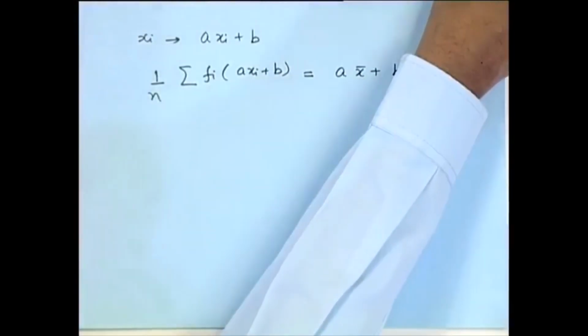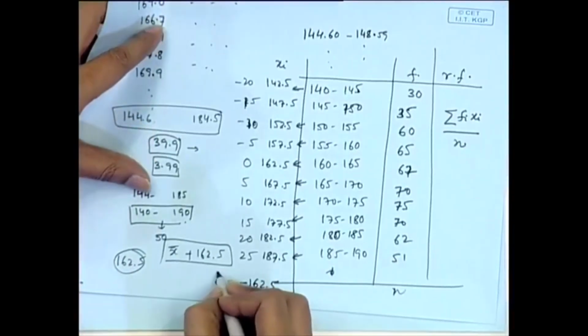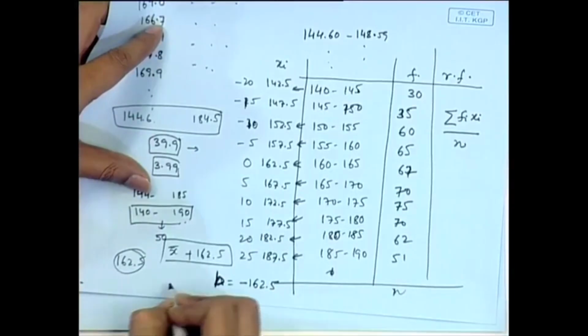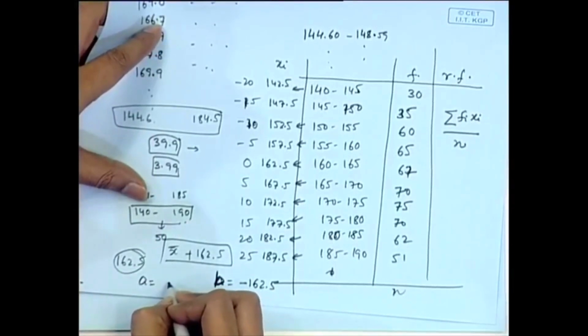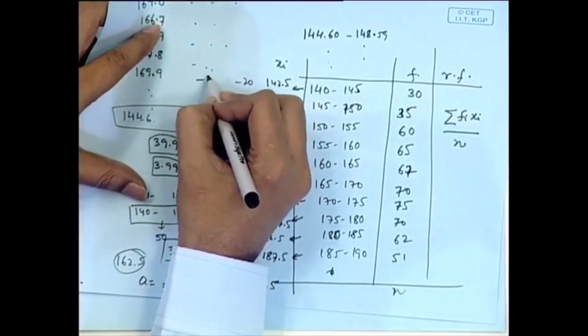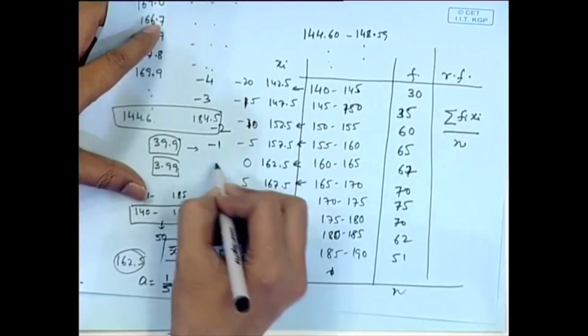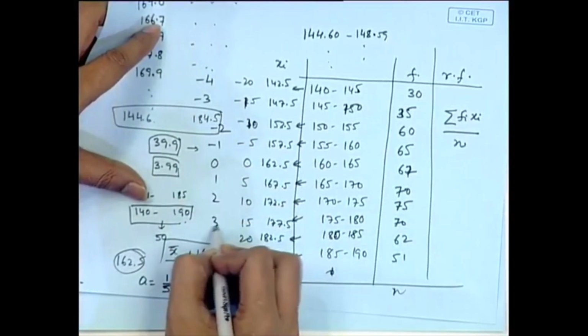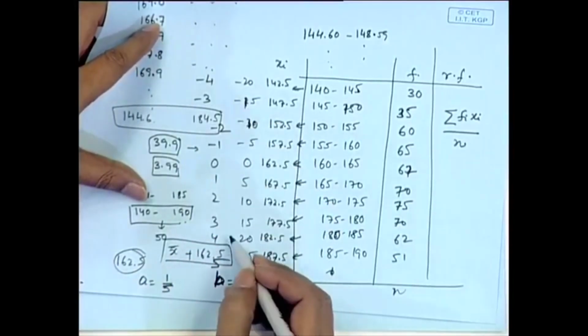Now, in the example of the heights, suppose I take b equal to 162.5 and a equal to, say, 1 by 5. Then the numbers are minus 4, minus 3, minus 2, minus 1, 0, 1, 2, 3, 4, 5. Now, you see, the calculations will become extremely simple.